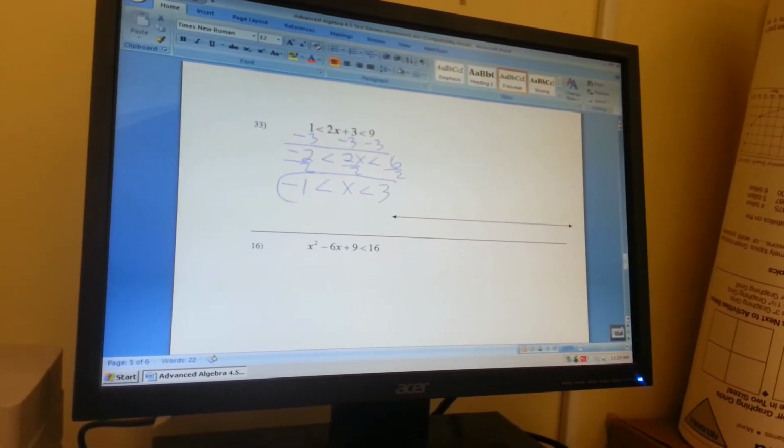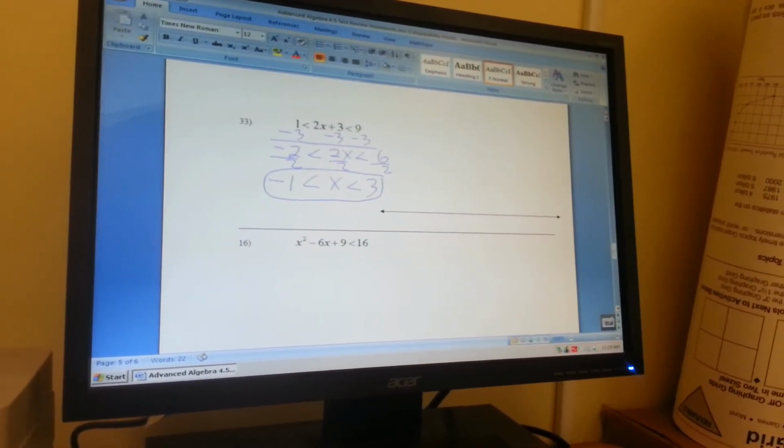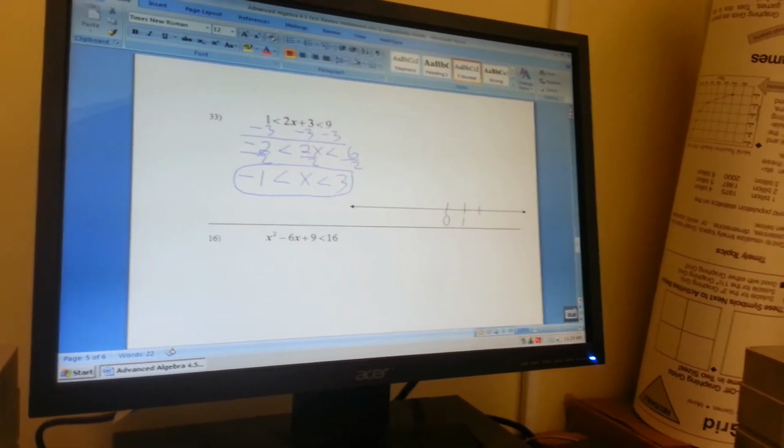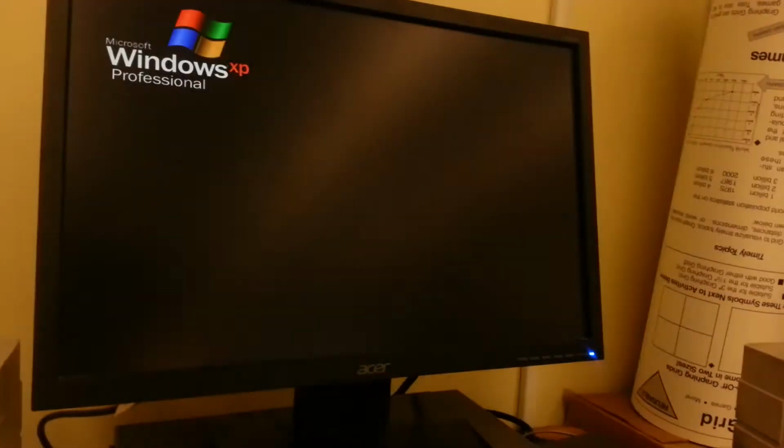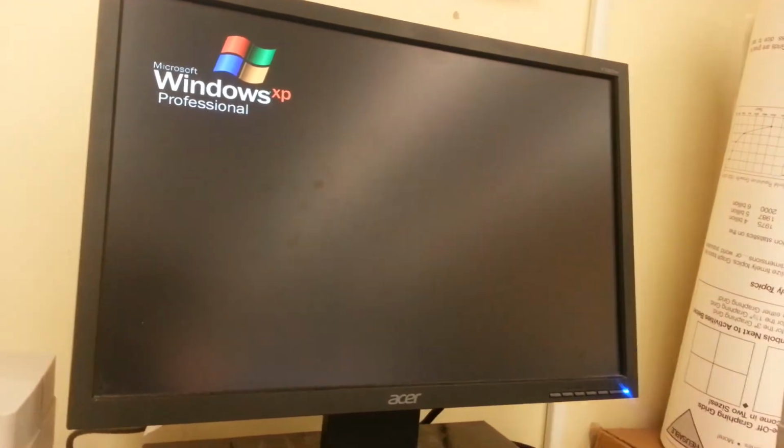Now that's our inequality notation here. So we've got 0, 1, 2, 3, -1.